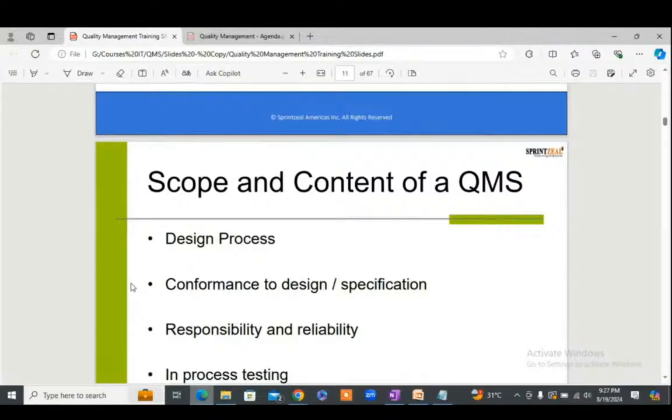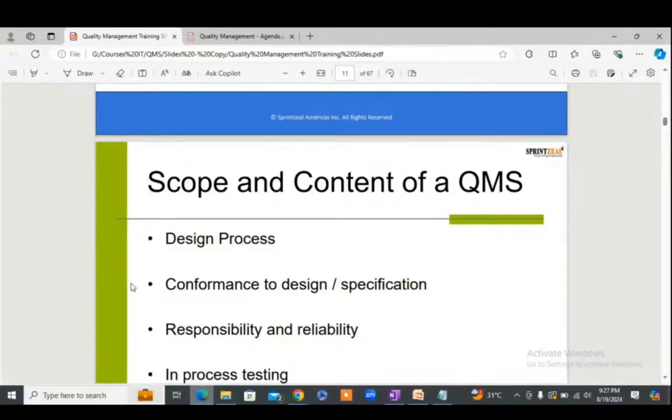after design process, we will discuss conformance to design, right? Are you with me? Yeah. Sorry, I'm listening. Okay, I don't know when you're asking me or not, so I just want to make sure.